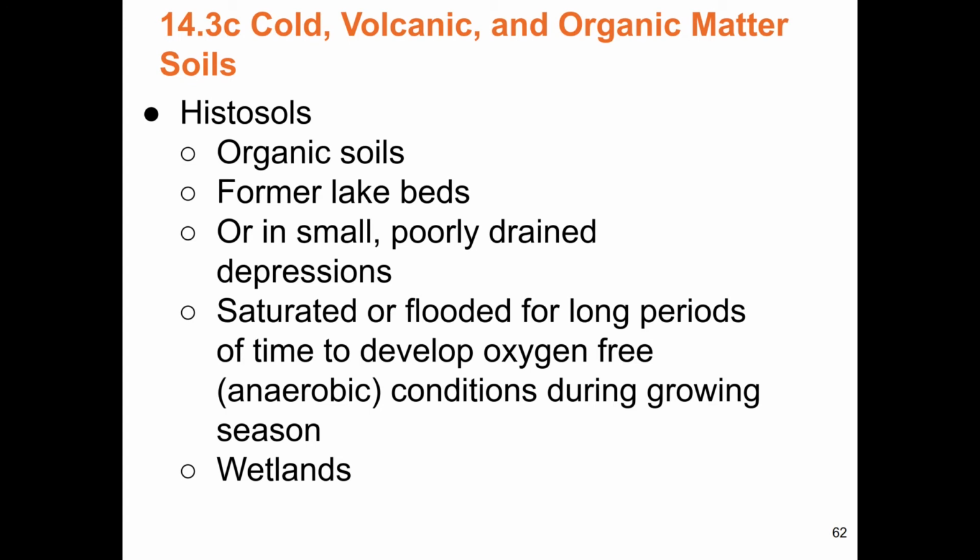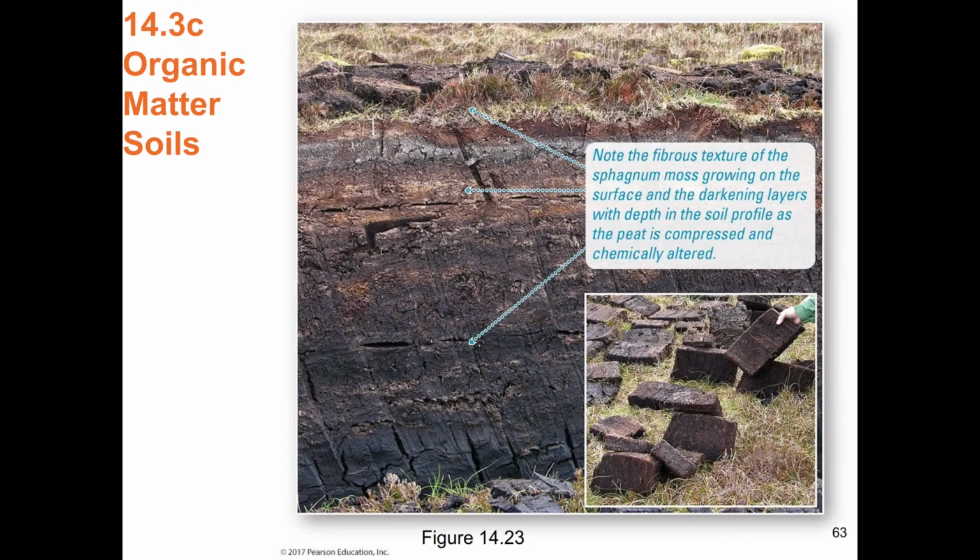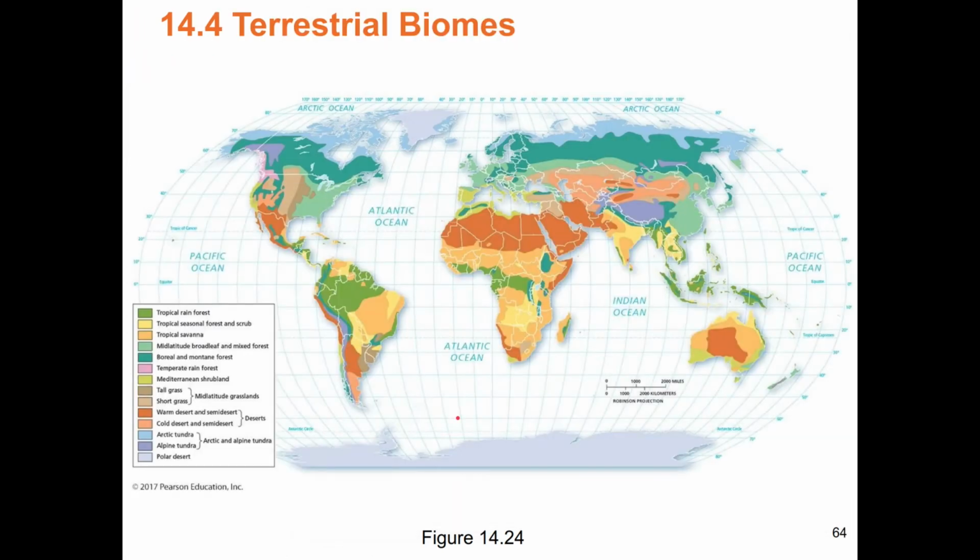Histosols, organic soils, former lake beds or small, poorly drained depressions. They're saturated or flooded. They're wetlands. This is a peat bog, and they actually dry this out in places like Ireland and burn it for fuel in a stove. So here we've got sphagnum moss becoming peat.